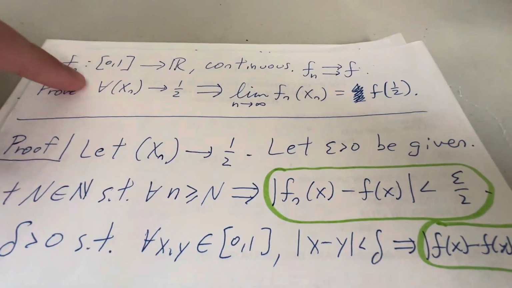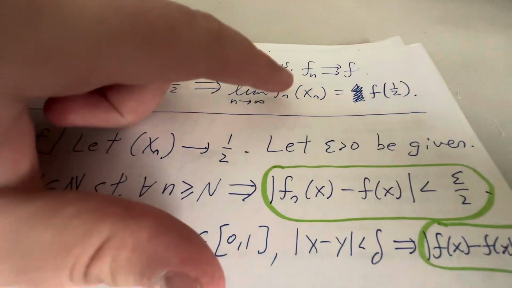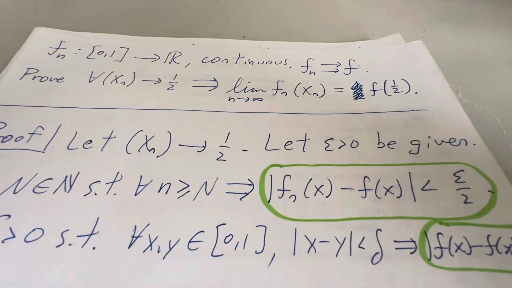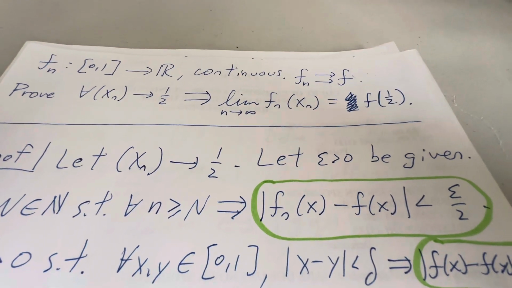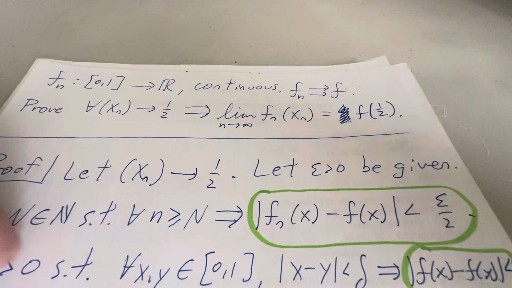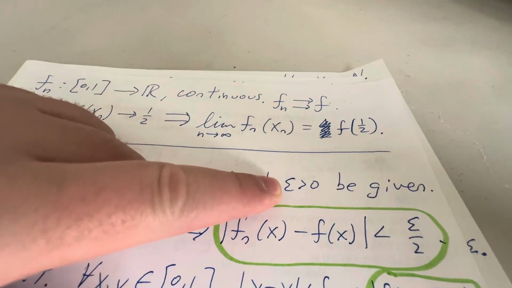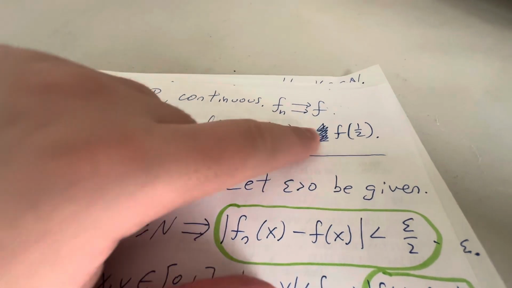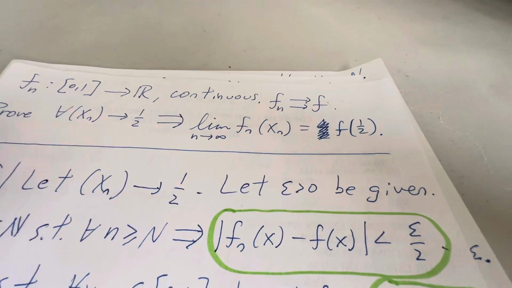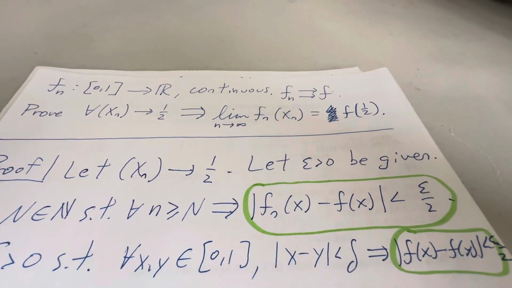We start at the beginning, so we know that for any sequence xn converging to 1/2, we want to show this. So that means we let the sequence xn be given. So we have some sequence converging to 1/2. And then we let epsilon positive be given. What we want to do with this epsilon is show that if we subtract this guy from this guy in absolute value, that is going to be less than epsilon, and that's true for any epsilon. That is the idea that we want to invoke here.